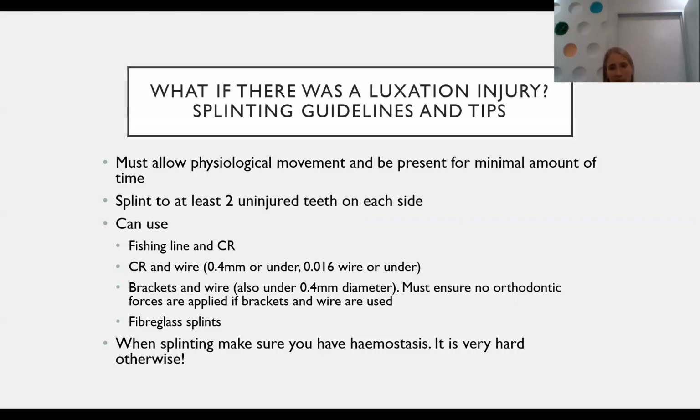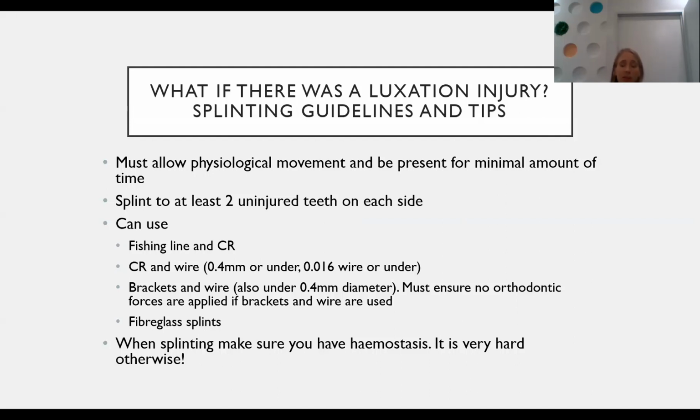Also with splinting, depending upon which guidelines you read, some say 1 tooth on either side and some say 2 teeth on either side of the traumatized tooth or teeth. I generally like to splint at least 2 uninjured teeth on each side because personally I'd rather be safe than sorry. I've seen teeth debonding before, and in an anxious child, it really is a nightmare to try and correct that, and the tooth can move as well.